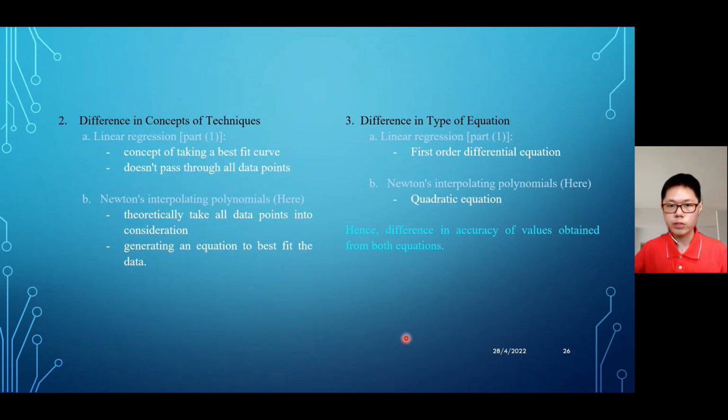Secondly, there is a difference in the concept of each technique, where linear regression takes a best fit curve which doesn't pass through all data points, while Newton's interpolating polynomials take all data points into account and generate a best fit equation. Lastly, the types of equations for both parts are different, where for part 1, a first order differential equation is used, while for part 3, a quadratic equation was obtained. Therefore, there will be a difference in accuracy of values obtained from both equations.